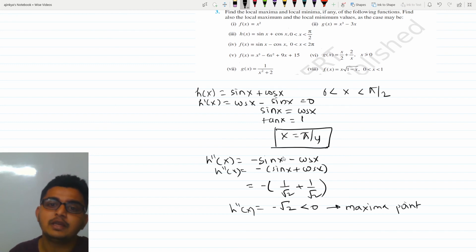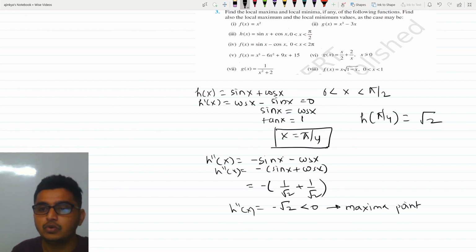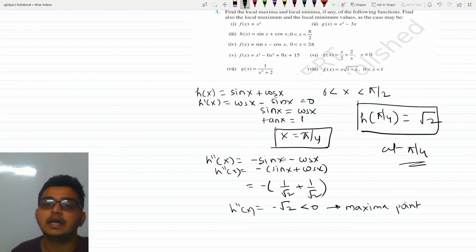So your maxima point is going to be nothing but pi by 4. If you plug in pi by 4 at h, your maximum value is going to be 1 upon root 2 plus 1 upon root 2, which is root 2. So this is your maximum value at pi by 4.